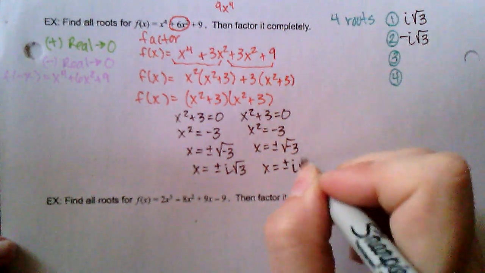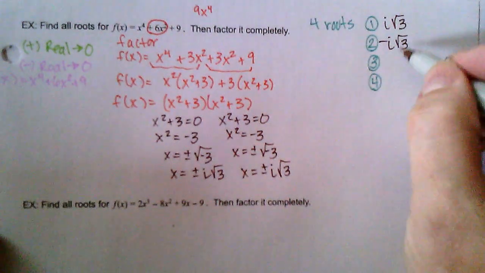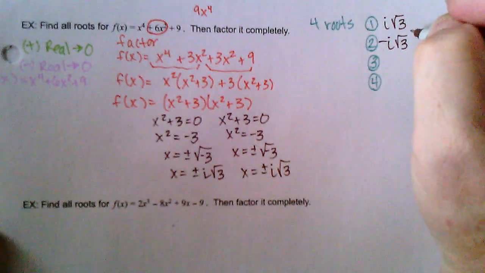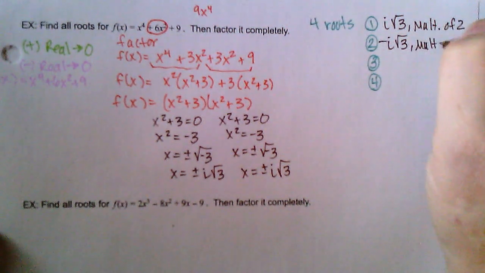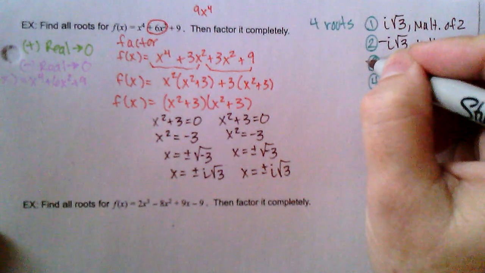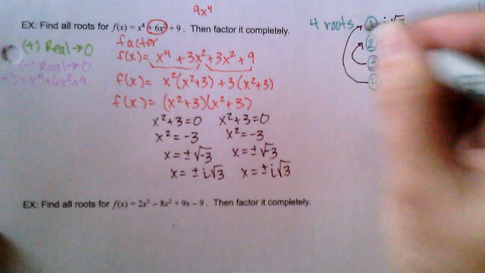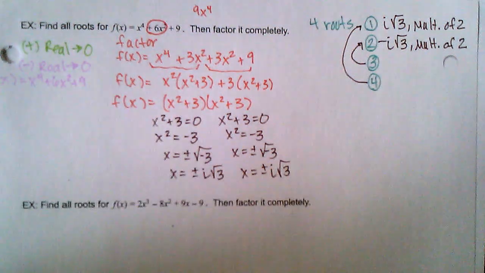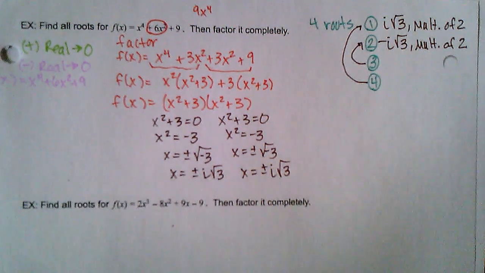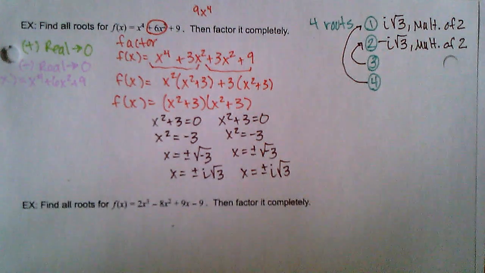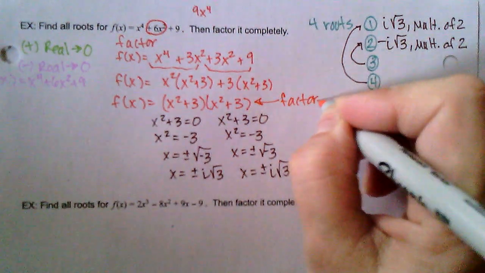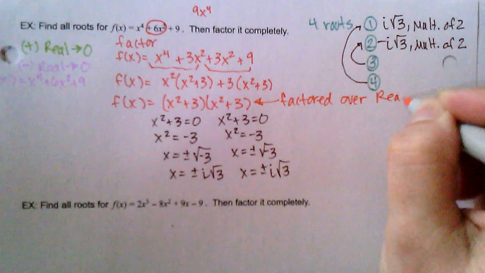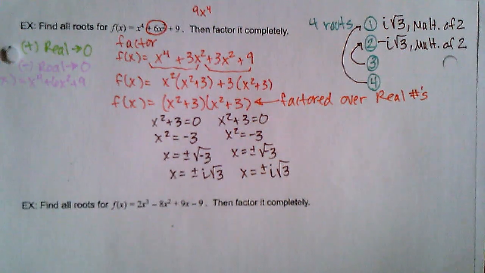So that tells me that I could list i square roots of 3, negative i square roots of 3 again, or I could just say that I have a multiplicity of 2 on each one. And then my 3 and 4 are already taken care of by the multiplicities up there. So I have found all of the roots. It asks me to factor it completely. So if it wants it factored over the real numbers, I would quit there. But it wants me to factor it over the complex number system.